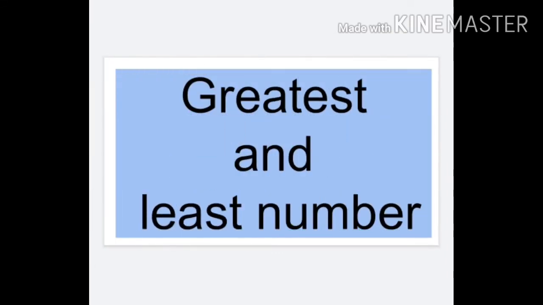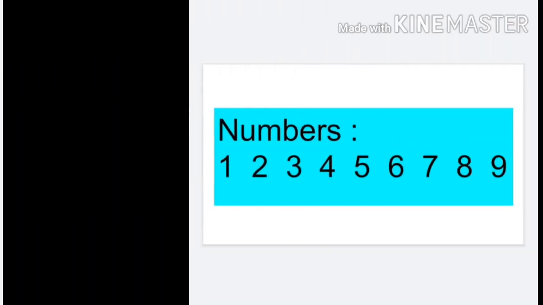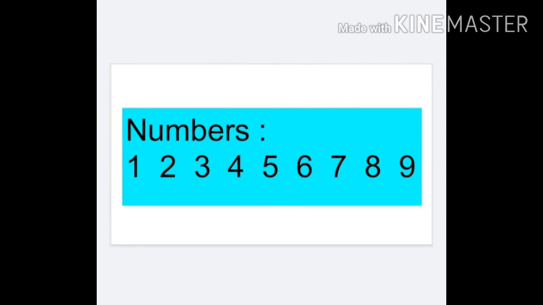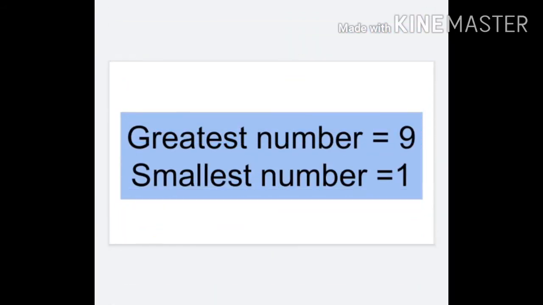Now let's learn about greatest and lowest numbers. Greatest means the biggest one and least number means the smallest number. Okay, first of all let's see the numbers. These are the numbers and we have to find out which is the biggest and which is the smallest number among these numbers. Can you find the biggest and the smallest number? Yes, of course, the biggest number among these is 9 and the smallest number is 1.